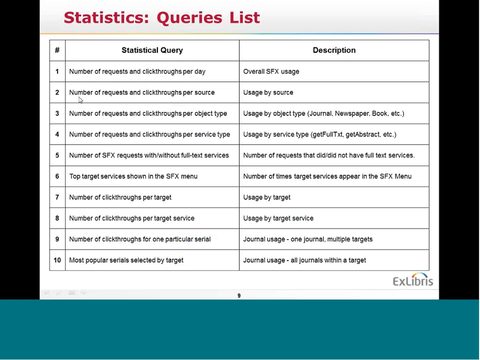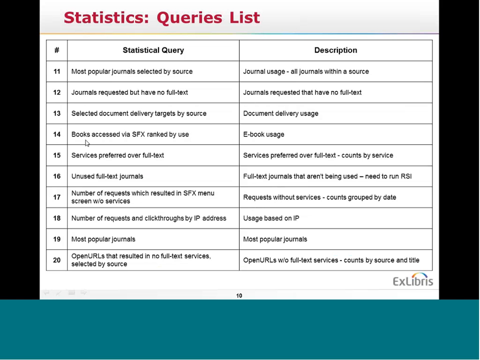The second one we'll take a look at is query number 2, number of requests and click-throughs per source. This will give you a sense of usage by source. So what sources, what databases are users starting their search when they click on the SFX button? Another one we'll look at here is number 7, number of click-throughs per target. This will give you a sense of usage by target. So when the SFX menu displays, which target links are they clicking on? And then number 10, most popular serials selected by target. This will give you a sense of journal usage for all of the journals that are within a target.